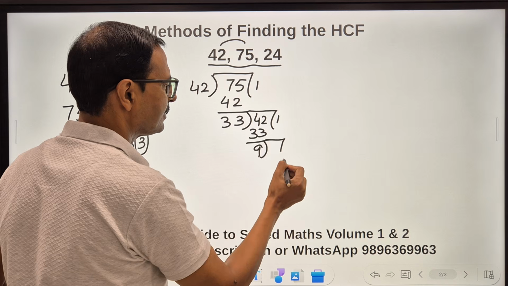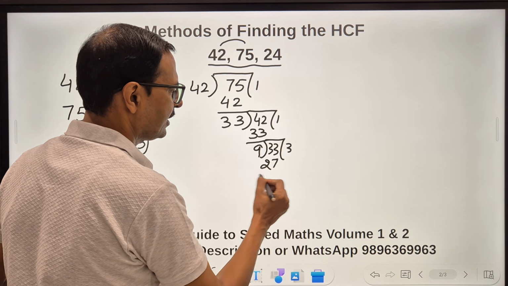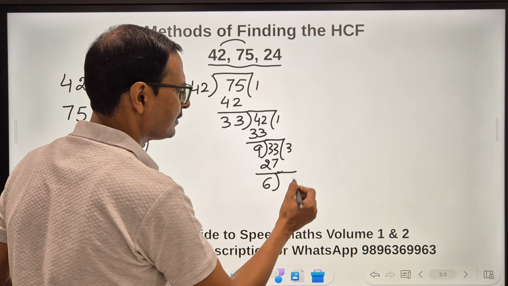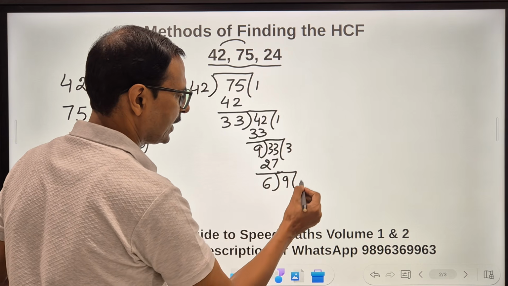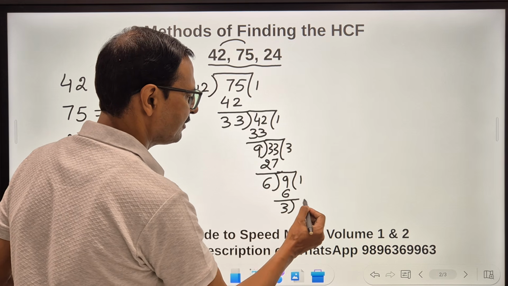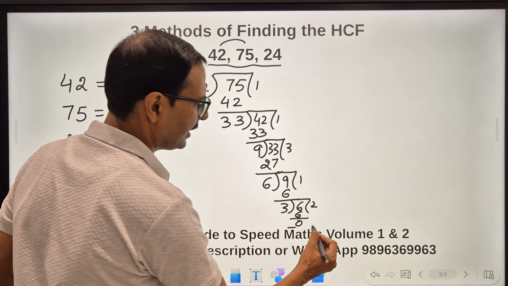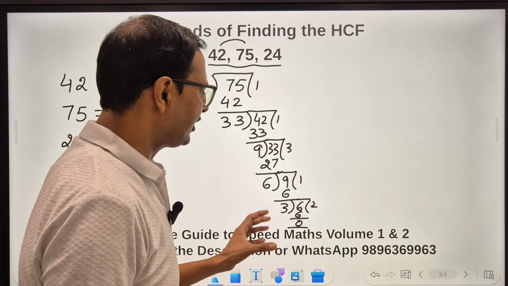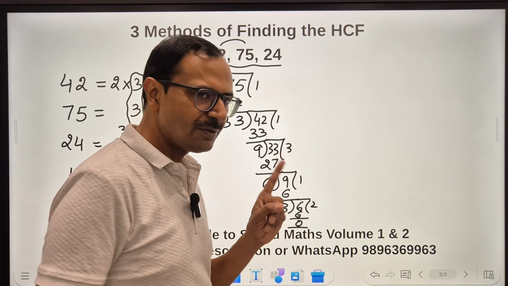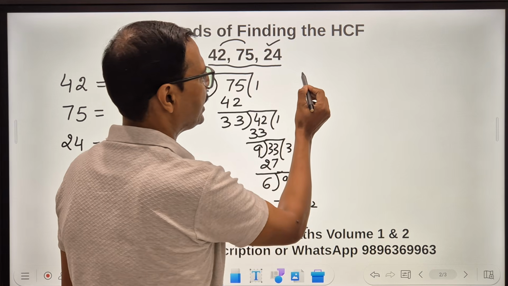And now 33 becomes the dividend. So 9 3 times is 27, gives me a 6. Now 9 becomes the dividend, and 6 1 times is 6, giving me a 3. And now 6 becomes the dividend, which gives me 3 2s are 6, and the remainder becomes 0. So I am worried about the last divisor 3. And now I have to couple this 3 with the third number 24.